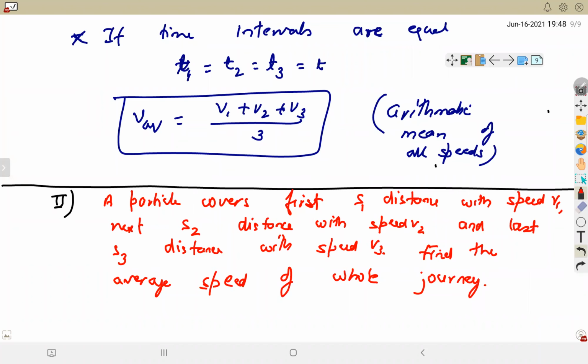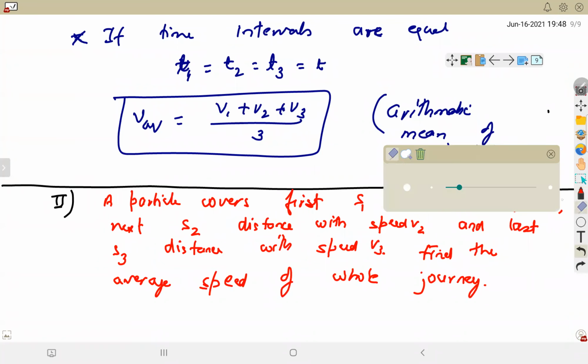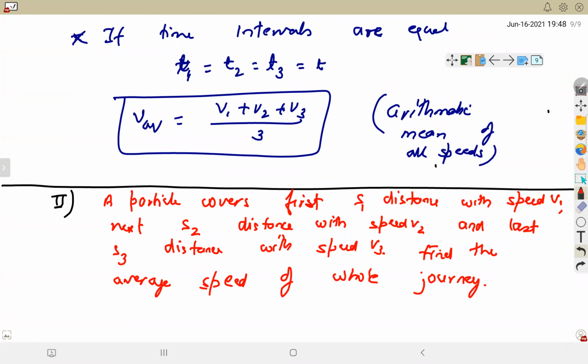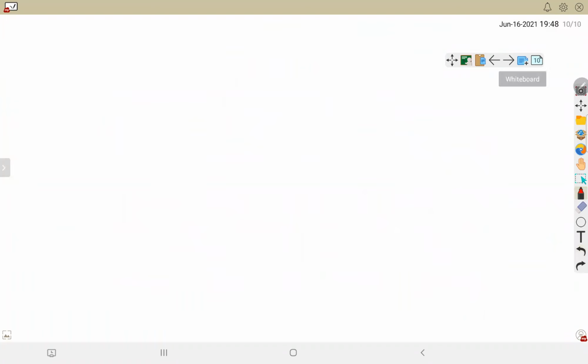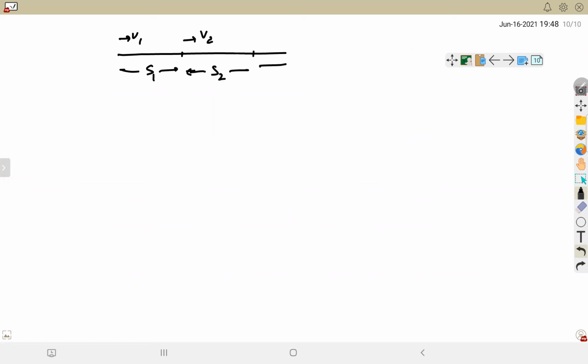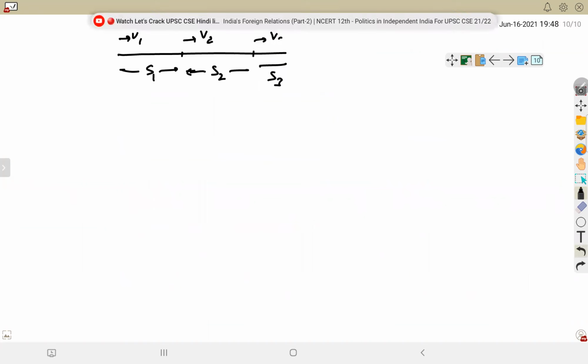So in this case, the time is not mentioned. Path lengths s1, s2 and s3 are covered with the speeds v1, v2 and v3 respectively. We can represent it as: first s1 distance is moved with the speed v1, next s2 distance is moved with the speed v2, and last s3 distance is covered with the speed v3.